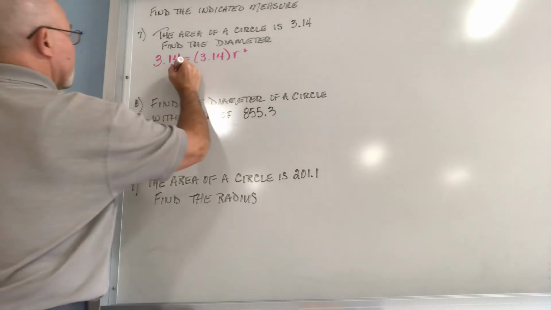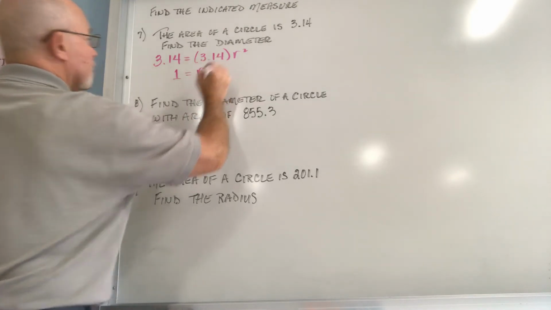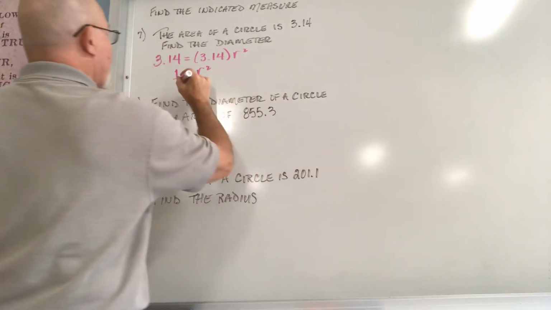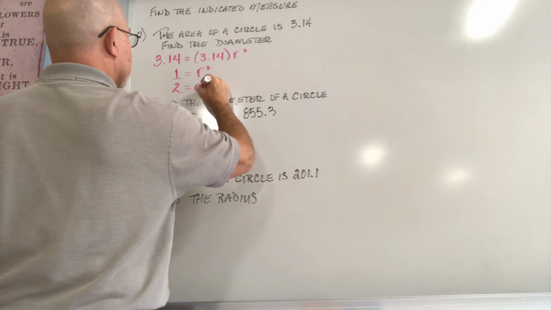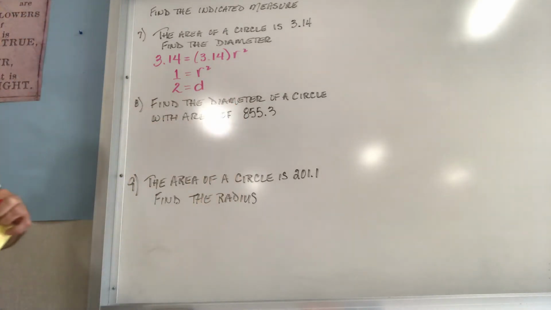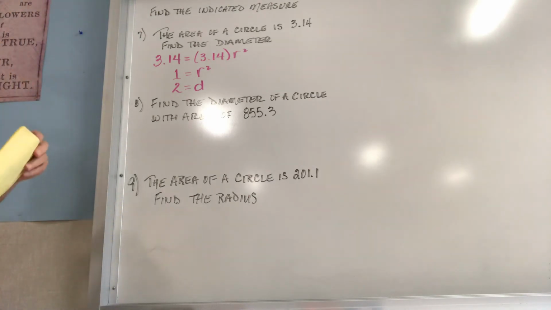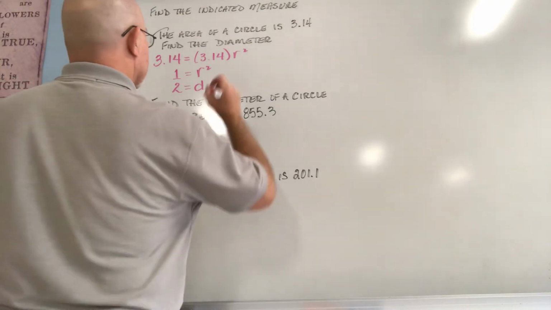3.14 divides both sides. So the square root of 1 is 1. So my radius is 1. Two times 1 is the diameter, which is 2. So in this one, we found the diameter.